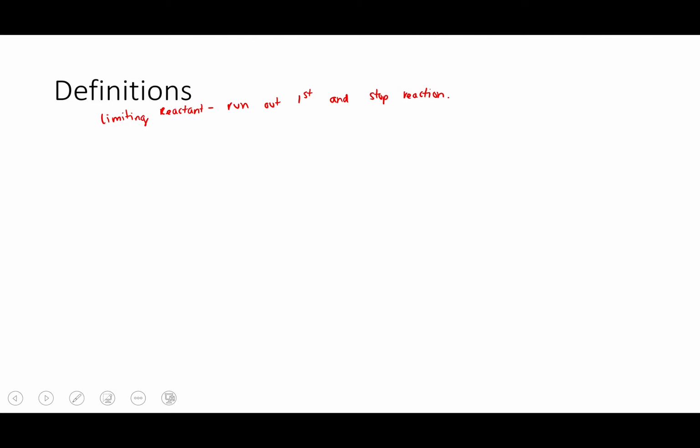If you can't read my handwriting, I'm sorry, I guess that's another shortcoming that I have. So limiting reactant runs out first and stops the reaction. Therefore, it controls how much product is made. So the limiting reactant is the most important reactant. It tells us the maximum amount of product that can be made.